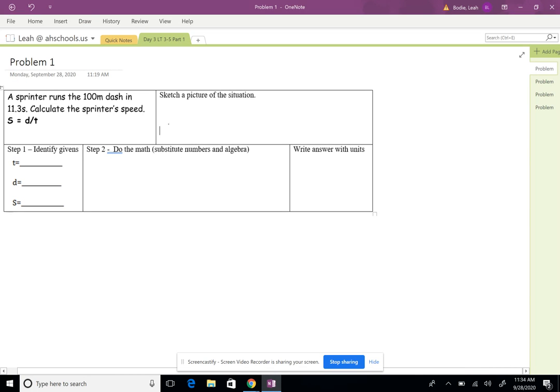So what I'm going to do is draw point A, point B. There's my runner, my fabulous drawings, I know. And I know that this is going to be 100 meters. And he ran it in 11.3 seconds. So that's kind of the picture I'm using to sketch it.